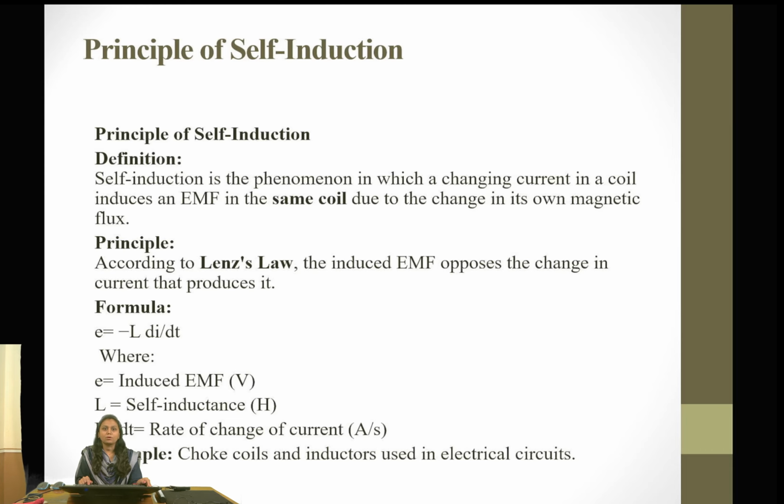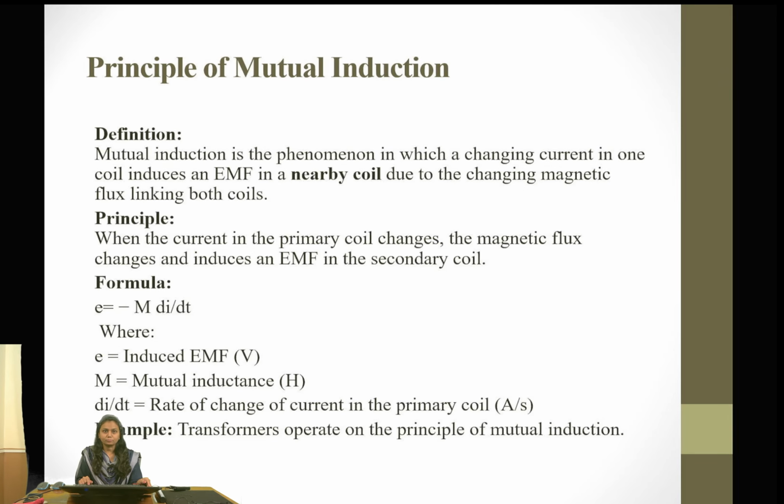The formula for self induction is E = -L di/dt, where E is the induced EMF, L is the self inductance and di/dt is the rate of change of current. For example, choke coils and inductors used in electric circuits.